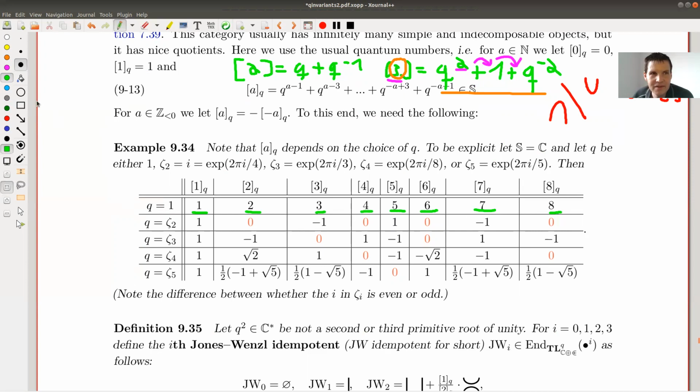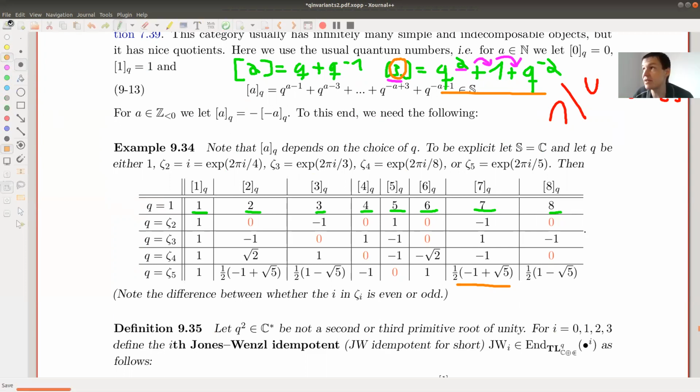Quantum 8 is 8. And depending on your different choices of roots of unity, you can have a look at this table. You really get completely different answers. For example, here, the fifth root of unity, quantum 7 is something like that. Could happen. And that's kind of the power of those quantum numbers. You should think of it like it's a polynomial in Q. And for Q equals 1, it's just the usual number.